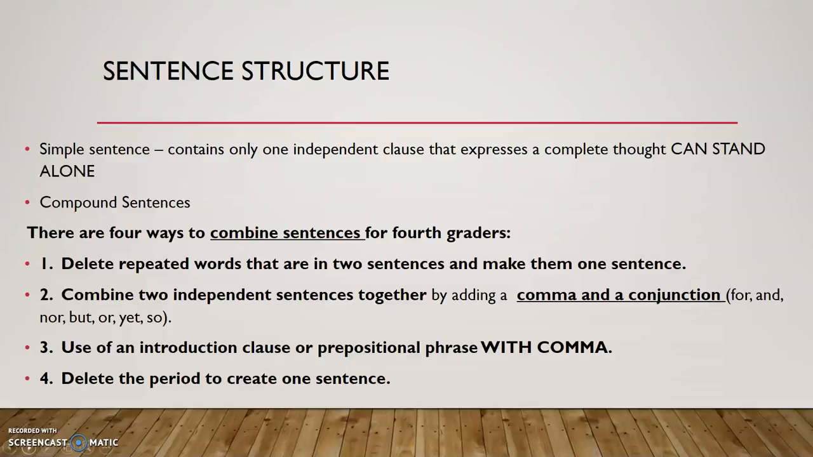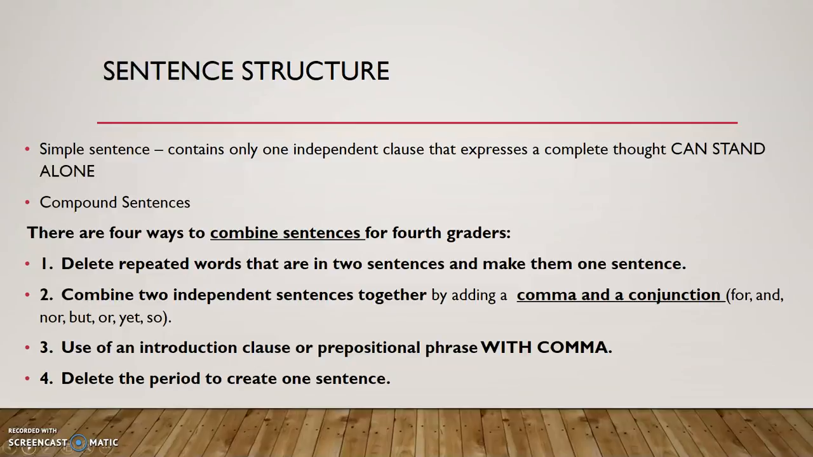However, that would not be what we call a compound sentence because we don't need to add a comma, and because that is not 2 complete thoughts. So number 2, combine 2 independent sentences together by adding a comma and a conjunction. A conjunction being our FANBOYS, we call it: for, and, nor, but, or, yet, so. So there's a complete sentence on one end, a complete sentence on the other end, and in the middle, it's joined by a comma and a conjunction.